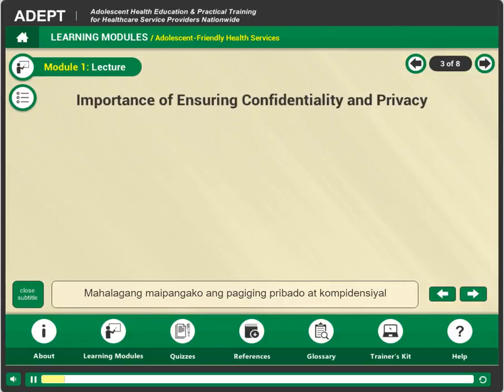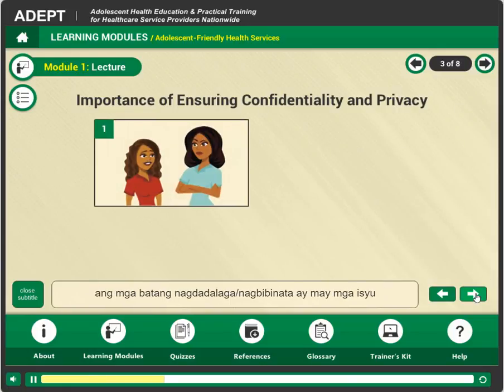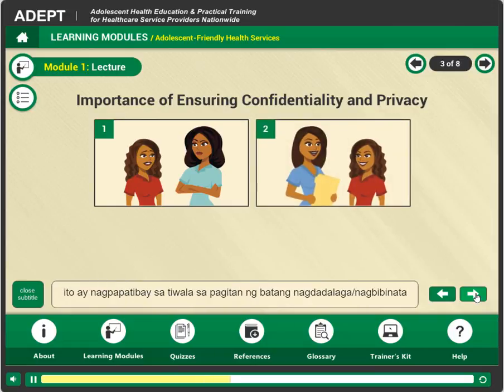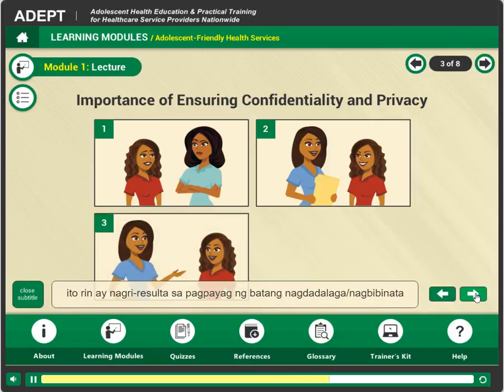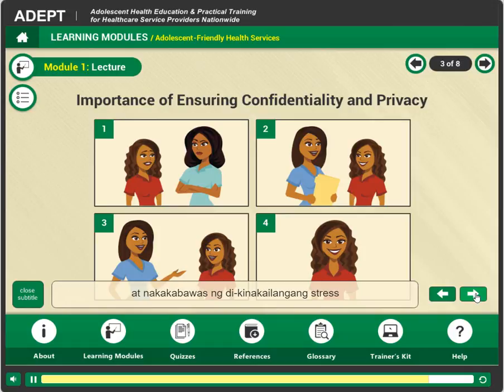It is important to ensure both privacy and confidentiality during an adolescent visit because adolescents have issues that they won't divulge in the presence of their parents. It increases the trust between the adolescent and the healthcare provider. It also increases the willingness of the adolescent to seek care and utilize health services, and it decreases unnecessary stress and worry in the adolescent.